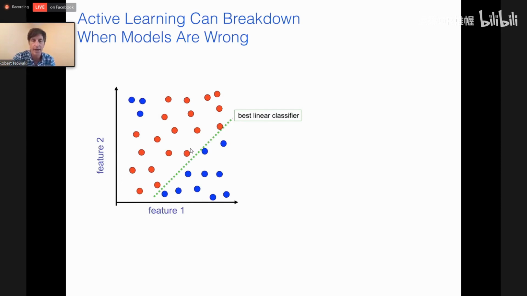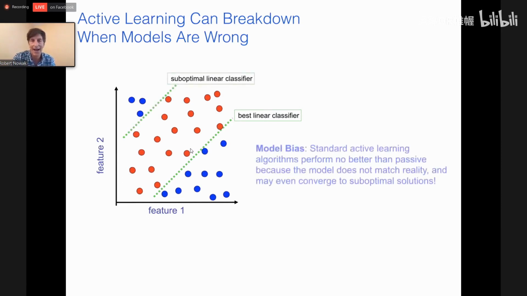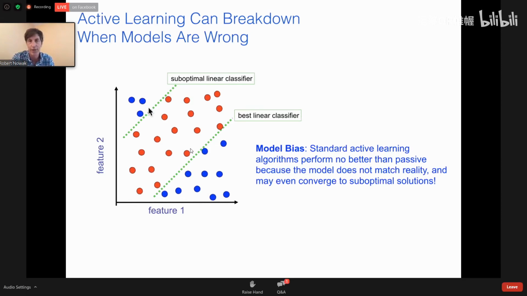If I force myself to use linear models, that's the best solution I could come up with on these labeled examples. And so active learning may not really perform that much better than passive learning here because the models don't really match reality. And in fact, it could be even worse. If you're too aggressive in active learning, you might actually end up with a suboptimal solution. And so a lot of the theory really doesn't address this situation of model misspecification in active learning. So we need to think about a new way to handle situations like this.